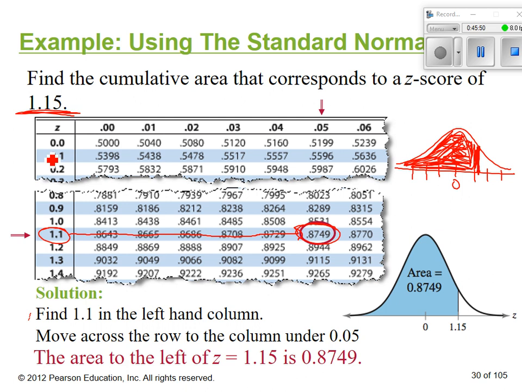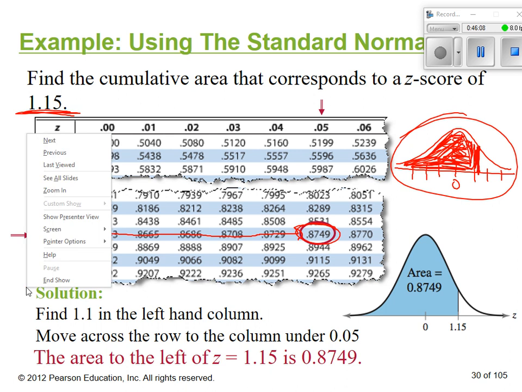So 0.8749, that's what we said it was. This is what the curve's going to look like. You've got to be able to draw this curve. We're going to draw that regardless, whether we use the chart, the calculator, whatever. You've got to be able to draw the curves and shade in the part that you're looking for.